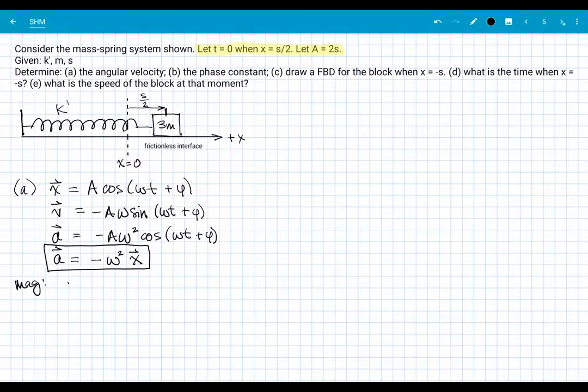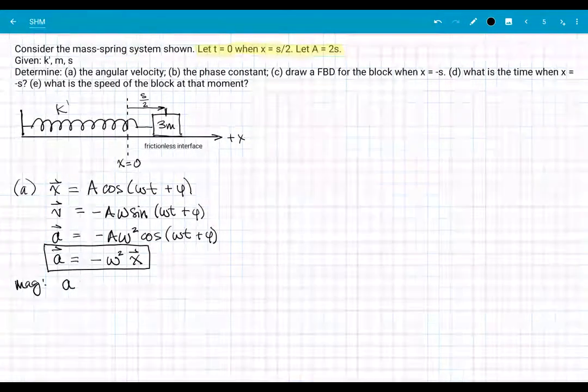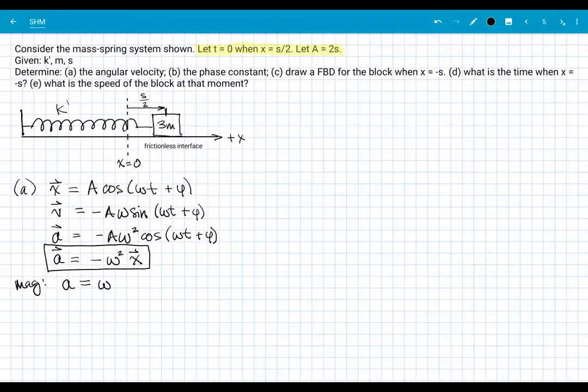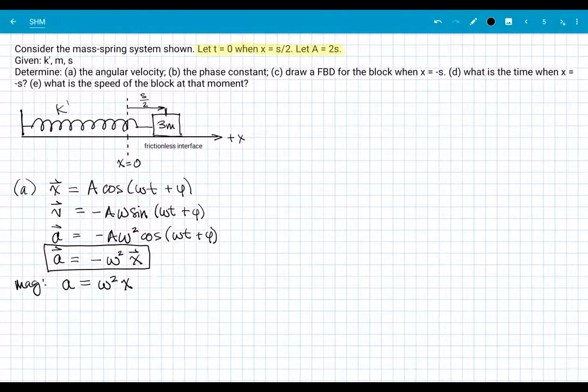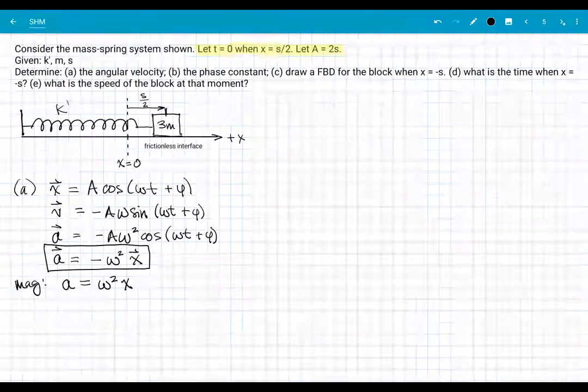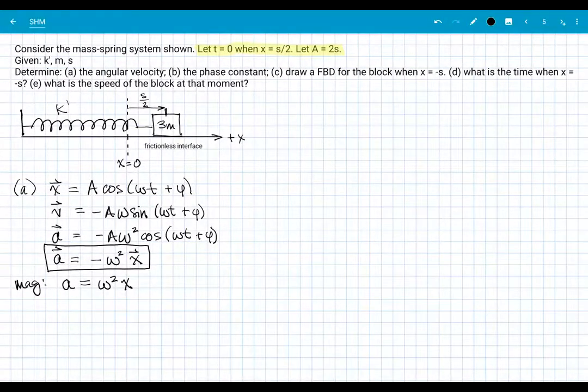In magnitude form, that tells me that the magnitude of my acceleration is equal to omega squared times the magnitude of displacement. Okay? And this is displacement from equilibrium. That's why I sometimes say displacement, and sometimes I'll say position, because it's displacement, working as always, measured with respect to x equals 0 for this application.